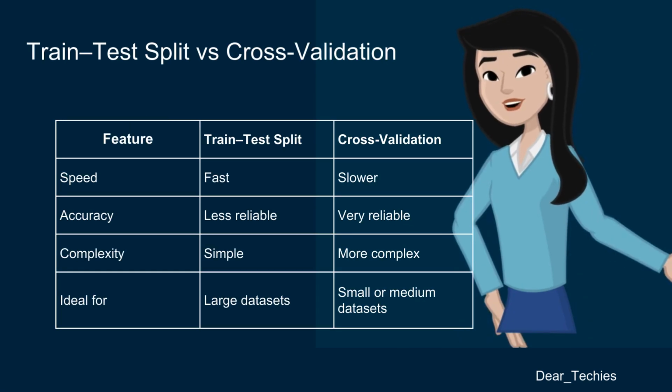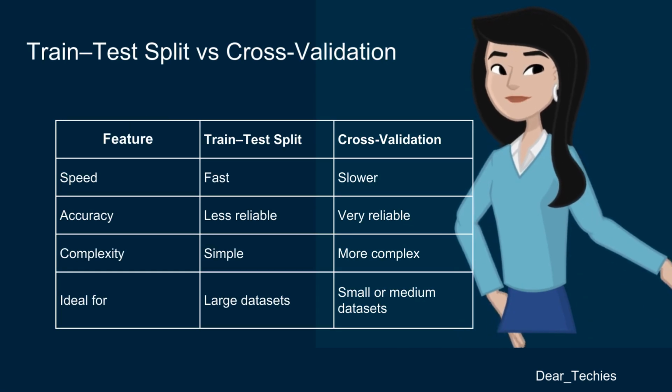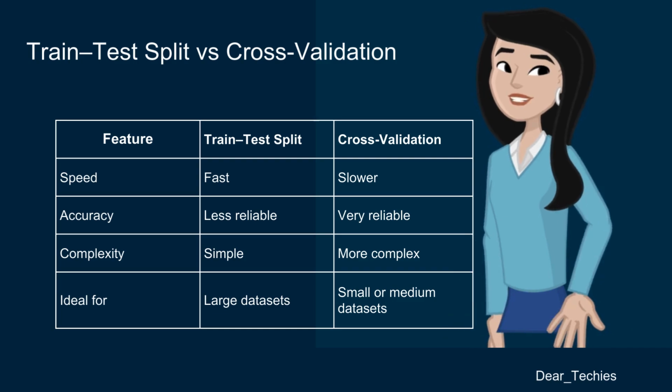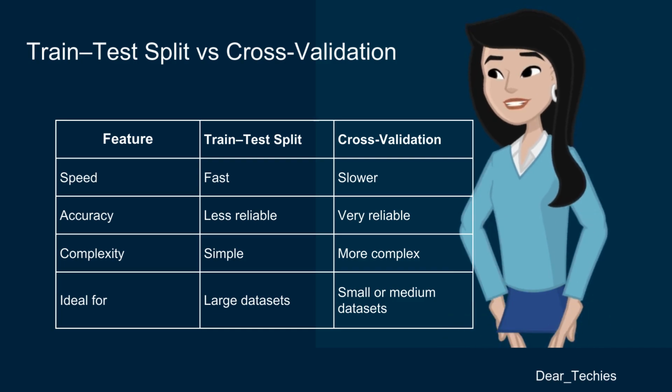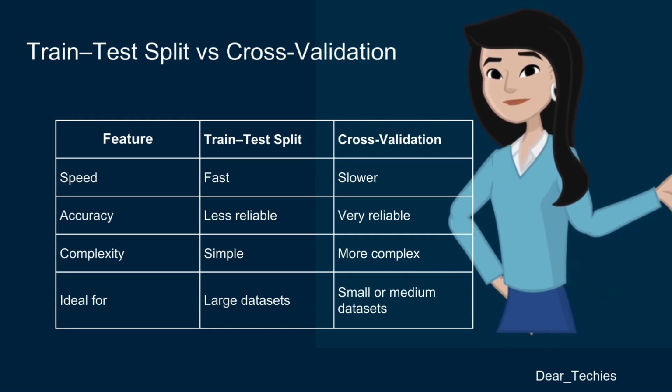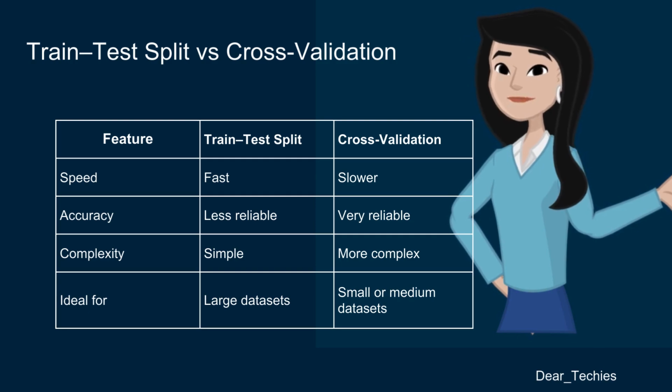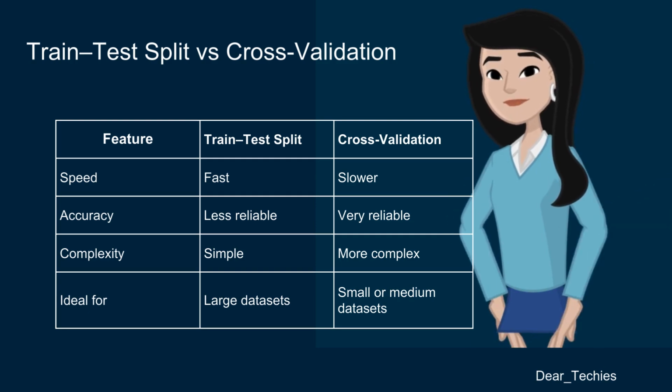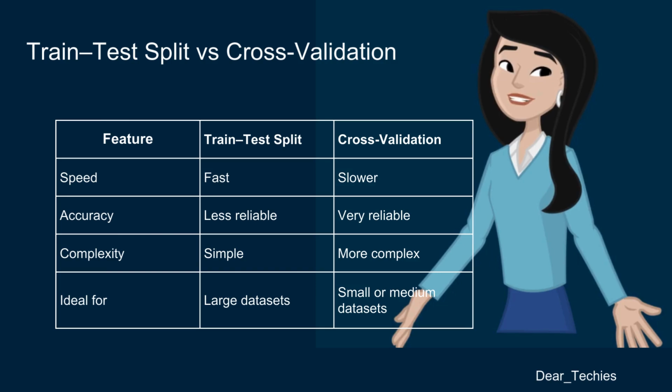This comparison shows when to use each method. Train-test split is simple, fast, and good for very large data sets where even one split is enough. Cross-validation is slower, but far more accurate. It is the preferred choice when your dataset is small or medium in size and you need trustworthy results.